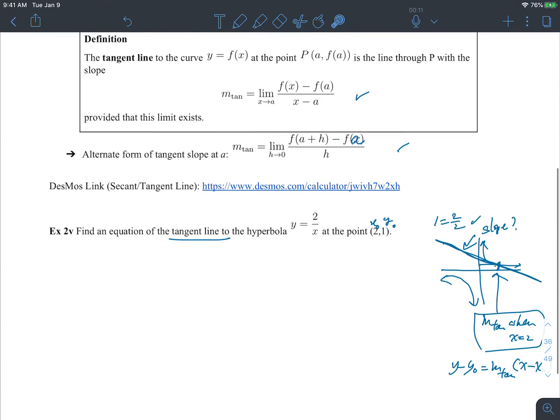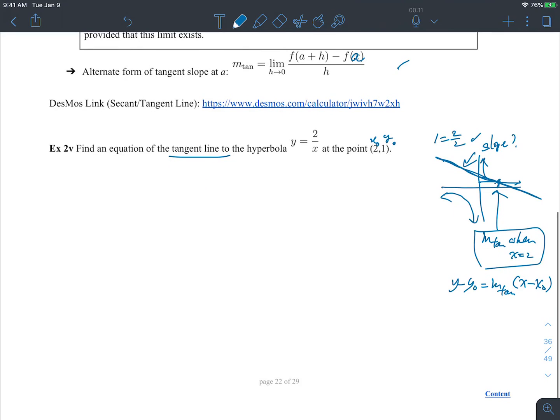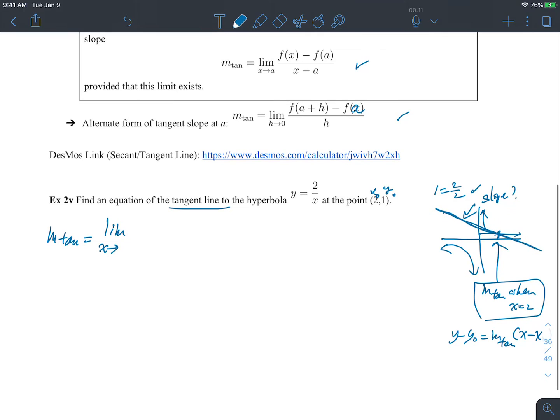So what I'm going to do is I'm going to do it this way first. Okay, let's do that, shall we? I'll take up all the space. So basically the m tangent is the limit as x approaches a. In this case, a is 2, right? Because that's where we want to find the slope right here, guys. That's where we want to find the slope. So that has to be the a.